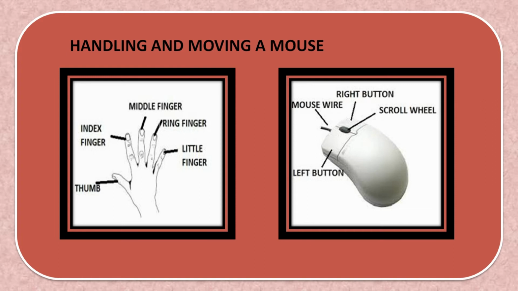Next is handling and moving a mouse. Children, you all know that we have 5 fingers: thumb, index finger, middle finger, ring finger, little finger. And a mouse has 2 buttons, left button and right button. Apart from this, a mouse has a mouse wire and a scroll wheel. All these things you can see in the given diagrams: all the 5 fingers and the mouse buttons, scroll wheel and mouse wire.